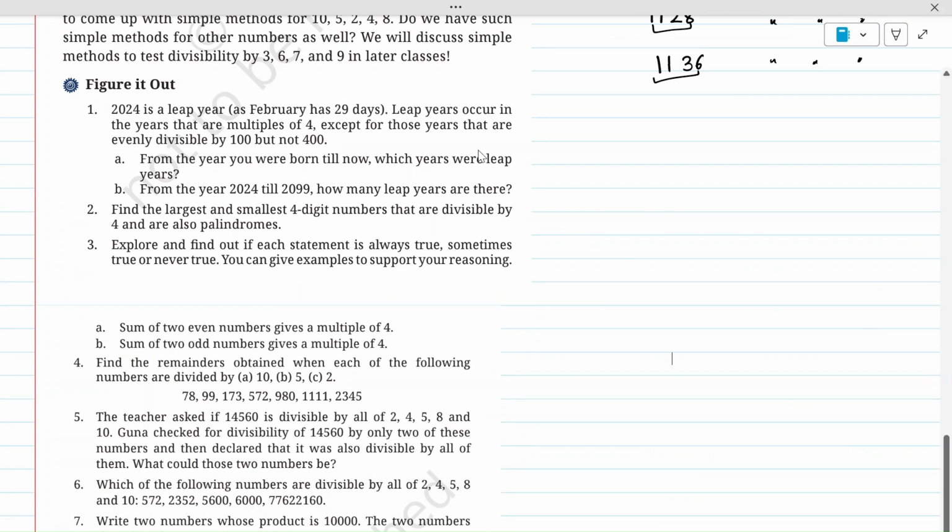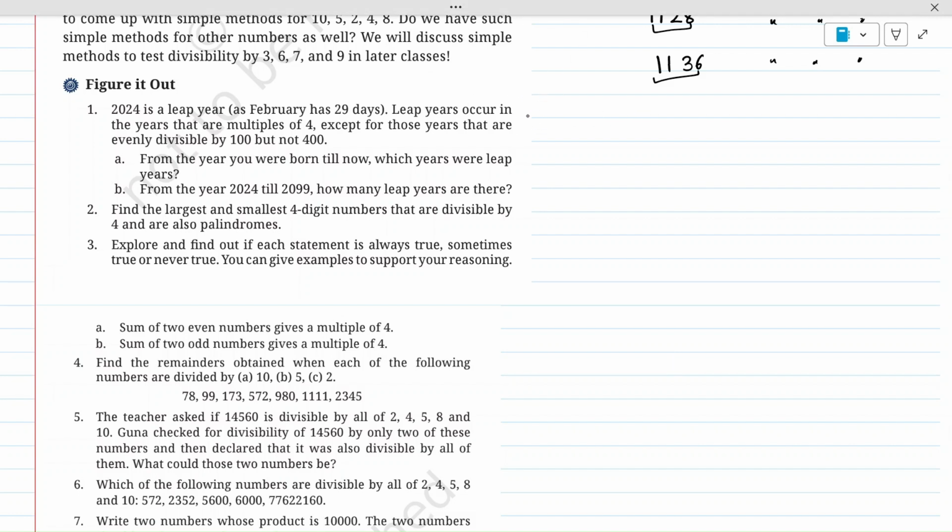Now let us go through the concept of divisibility. First, 2024 is a leap year, and leap years occur in years that are multiples of 4, except for those years that are evenly divisible by 100 but not by 400. So what we have to do here is, from the year you were born till now, find which years were leap years. Let us try to calculate this.